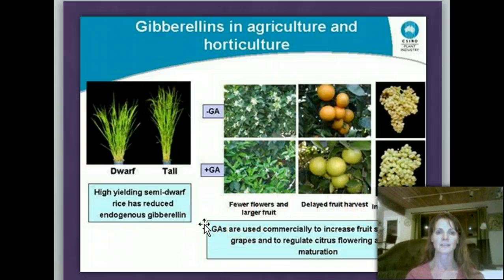So these GAs, they call them GAs, are used commercially to increase fruit size in table grapes and to regulate citrus flowering and rind maturation. So this is already a hormone that's within a plant, but this is how sometimes you'll get these monstrous grapes. Oh my gosh, we got these grapes and they were actually horrible. We got them from Costco, and they were literally like this big. And we're like, what the heck is wrong with these mutant grapes?